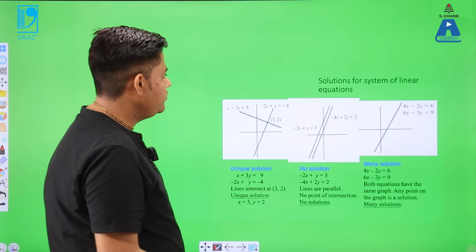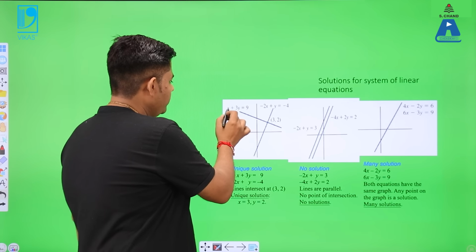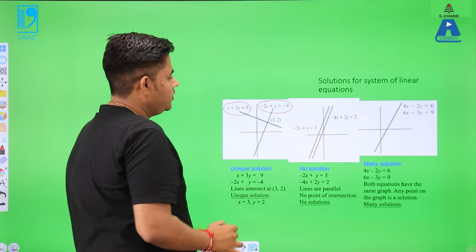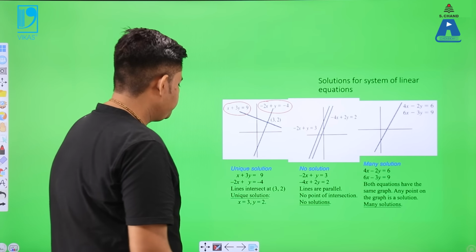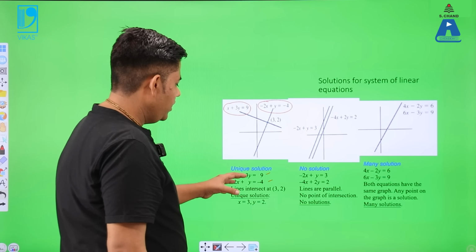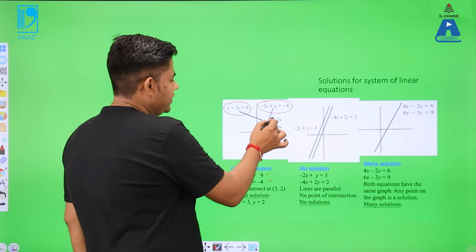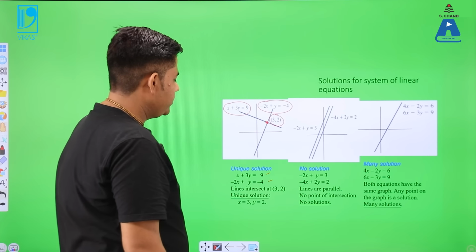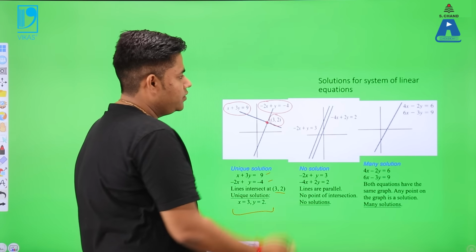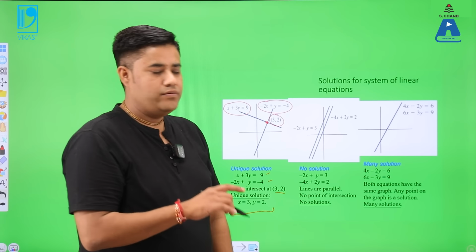Now we have to look for certain solutions of linear equations. Let's say we have these two equations, x plus 3y equals 9 and minus 2x plus y equals minus 4. After making the graph we can see that these two lines intersect at this particular point, which is (3, 2). That means it has a unique solution. So equations of this type, which have only one solution, have what is called a unique solution.